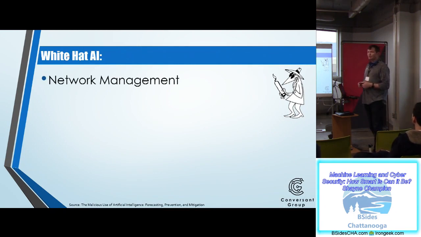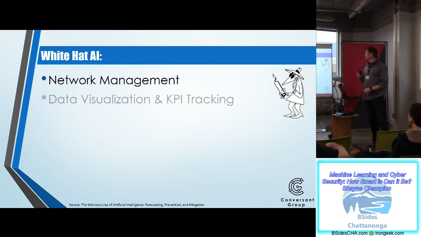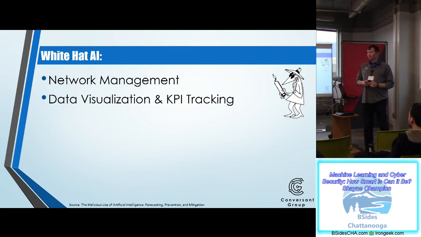But let's look at some of the white assets, right? So first of all, network management. There are actually some very empirical studies where knowledge-based networks are driving real change at the AI level to help you manage your network in real time in a way that humans don't have the time or the patience or the scope to do, because you just can't look at everything. With AI, it's all kind of numbers, right? Then you've got data visualization and KPI tracking. That's really obvious.